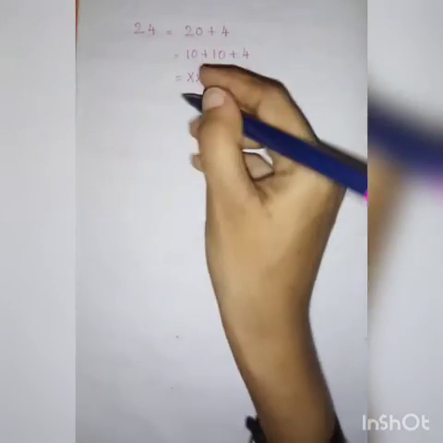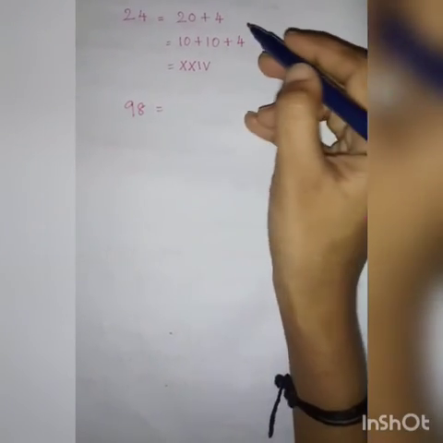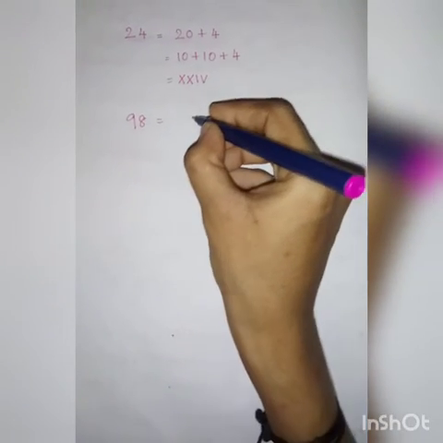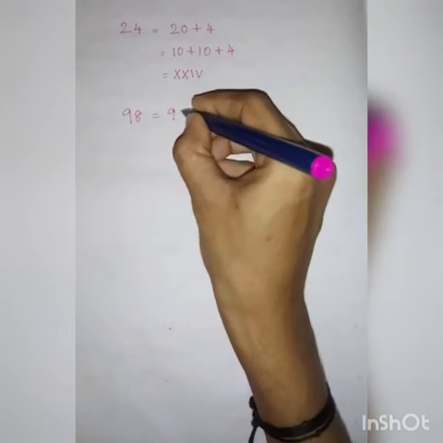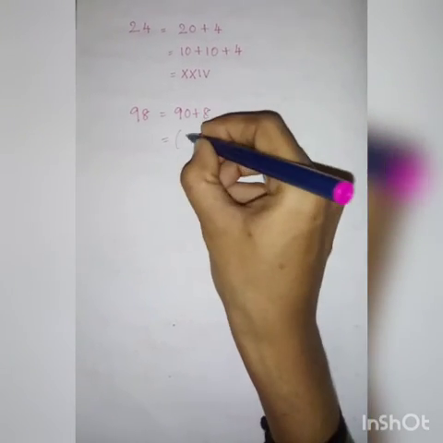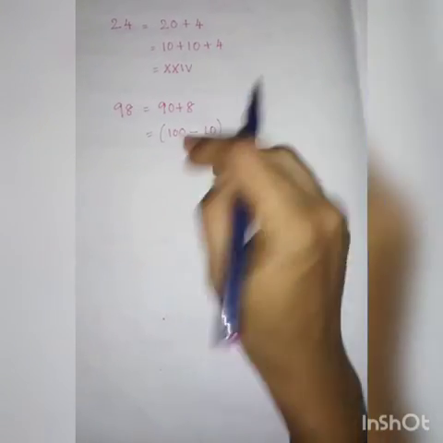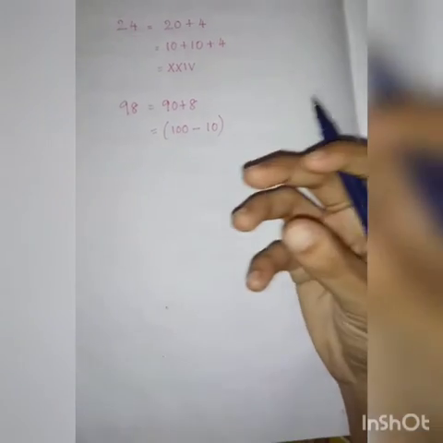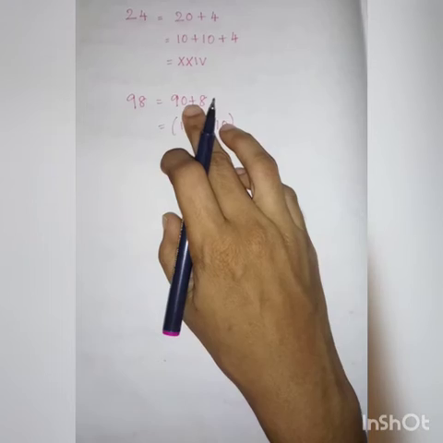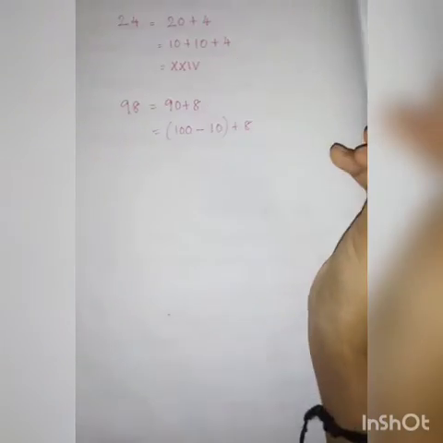Next I will teach you another problem, 98. In the previous one we added; here you are going to subtract. 98, how will we do it? 90 plus 8. And 90 you will write as 100 minus 10, because 100 is easy for us to get the Roman numeral. That's why I am writing 90 as 100 minus 10, plus 8.